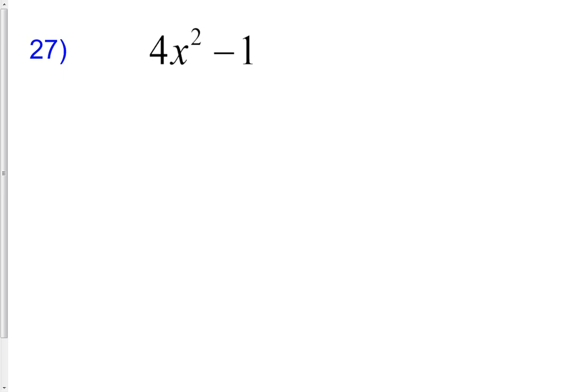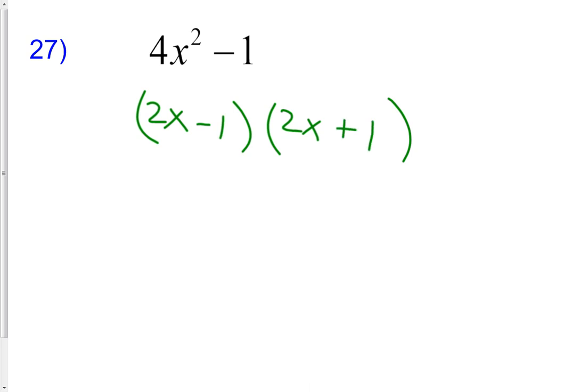27, when you see 2 terms, you should think it's the difference of 2 squares. 2x, 2x, minus 1, plus 1.